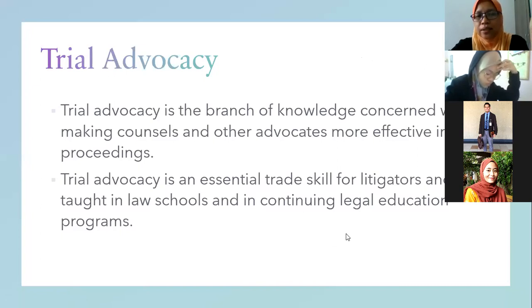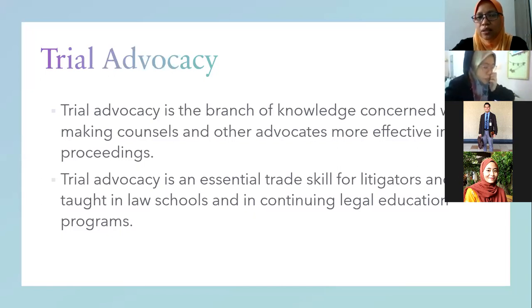And biasanya, this is taught in law school lah. Like you all sekarang ni, when you are pursuing your postgrad, this is where trial advocacy is taught. But basically, at law schools, you are taught about the theory of it and mungkin some practical aspect of it, but not entirely the whole process. Because what happens in court, what happens during trial is basically different. And sometimes there are situations whereby you don't expect things to happen this way.